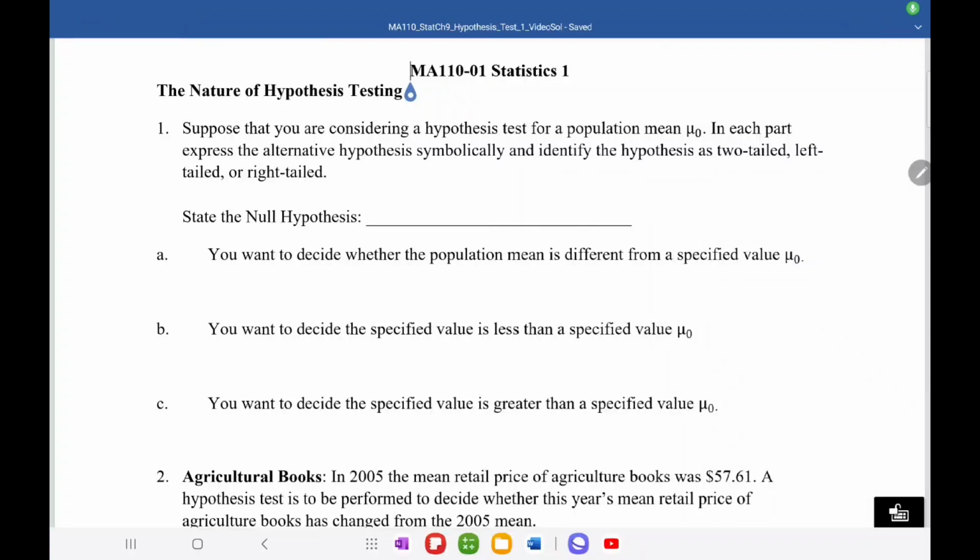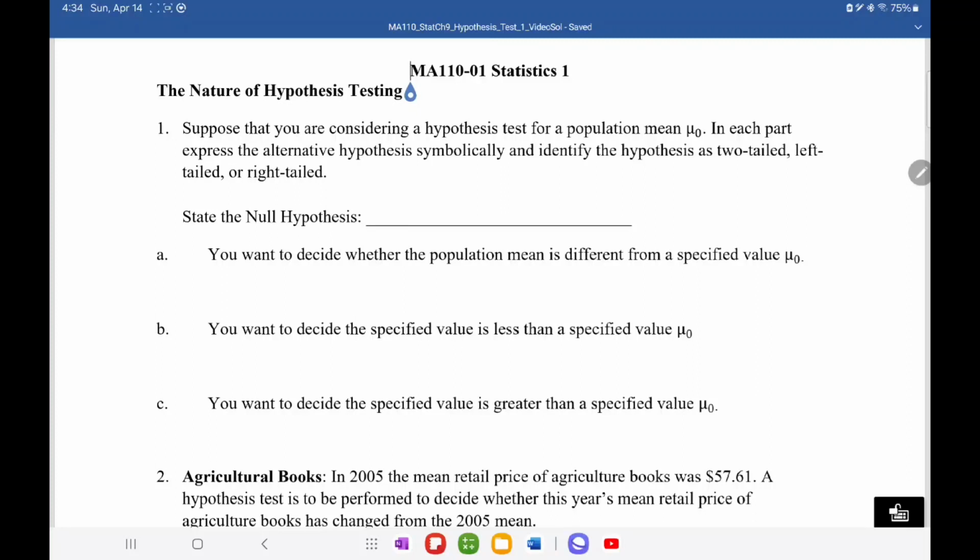Hello everyone. In this video, I'm going to go over some of the worksheet questions on hypothesis testing. There are several of them. As you will note on Canvas, there are several of these worksheets on hypothesis testing, starting with the first section of the chapter, and then we'll move on to a little more complex and harder problems on hypothesis testing.